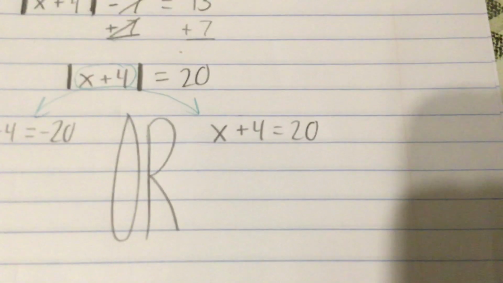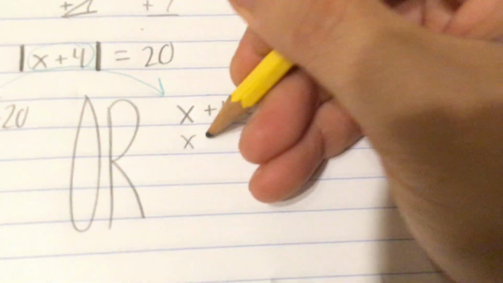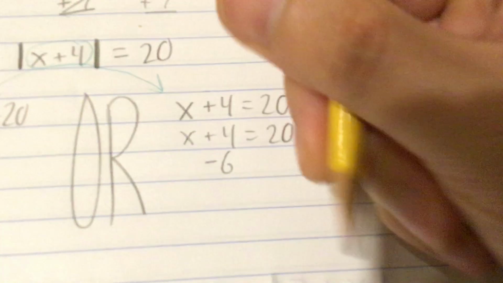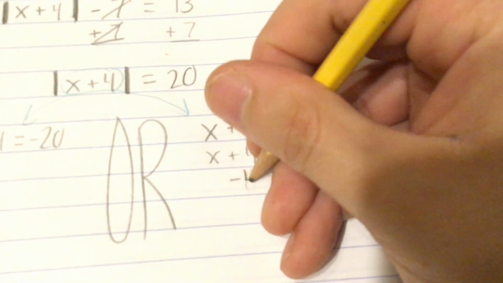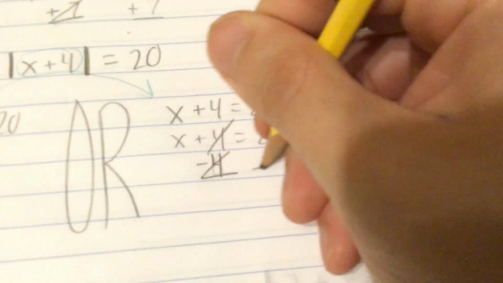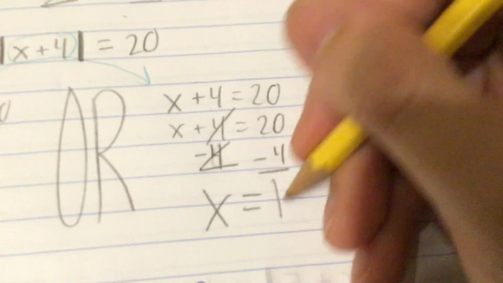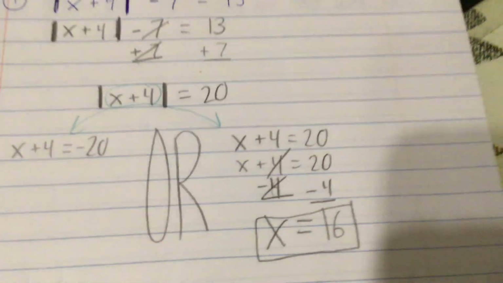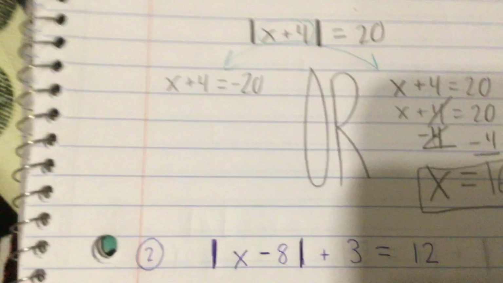So let's solve for x now. We've got x plus 4 is equal to 20. So I'm going to subtract, I got a little ahead of myself. I'm going to subtract 4 from both sides. And now x is equal to positive 16. I like. But I'm not done because I got to solve for the other equation.